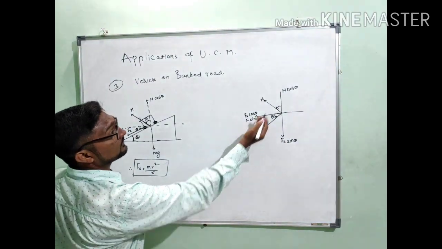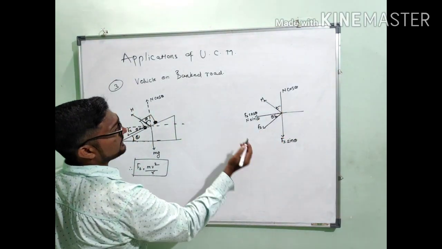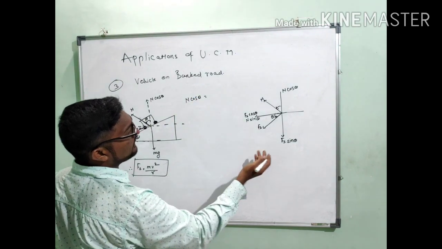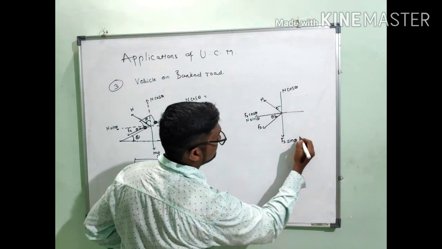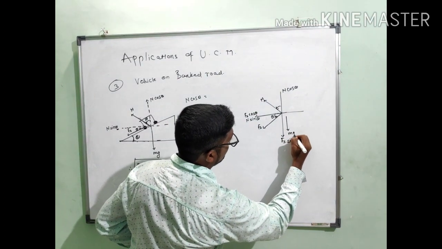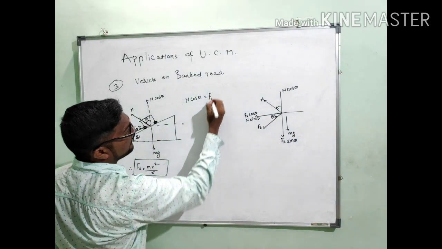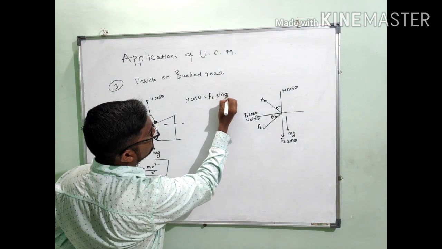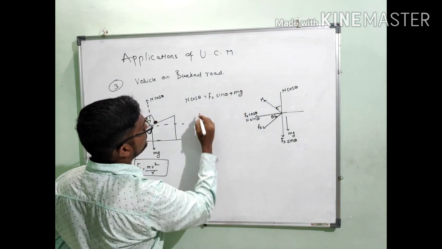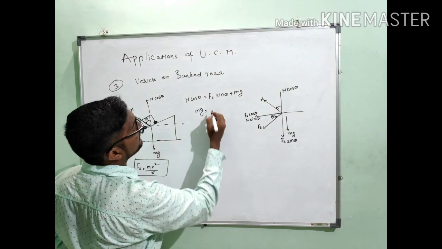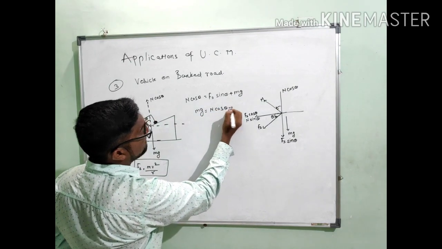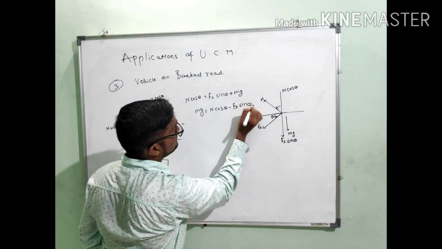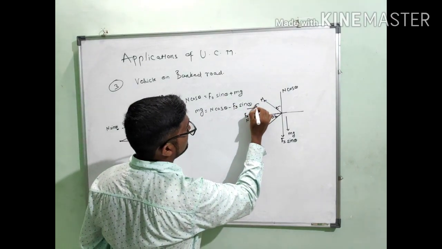So in the y direction, which forces are there? N cos theta, which is equal to, okay, mg also is there. So N cos theta is equal to Fs sin theta plus mg. So my mg is equal to N cos theta minus Fs sin theta. This is my equation number 1.